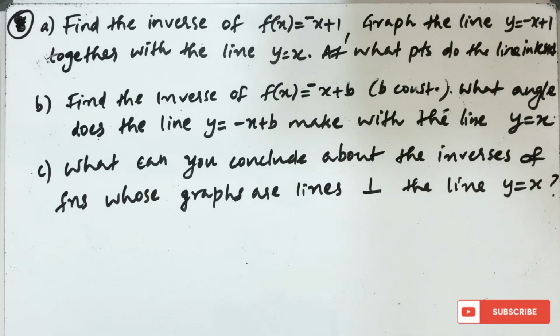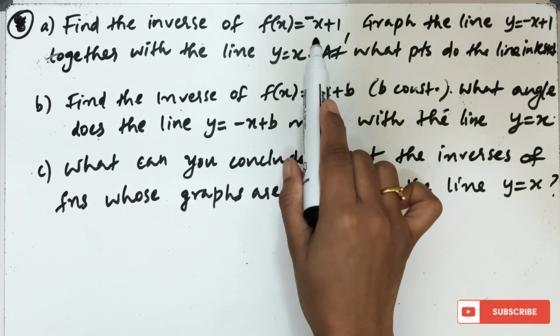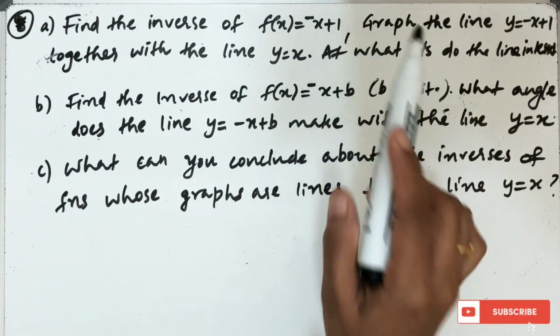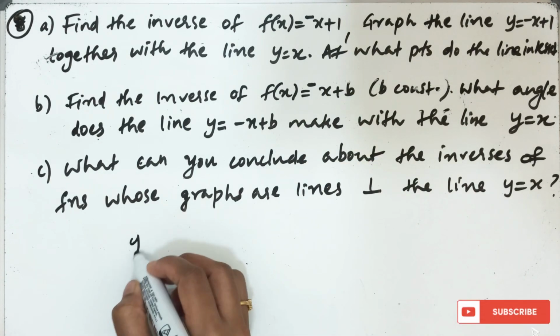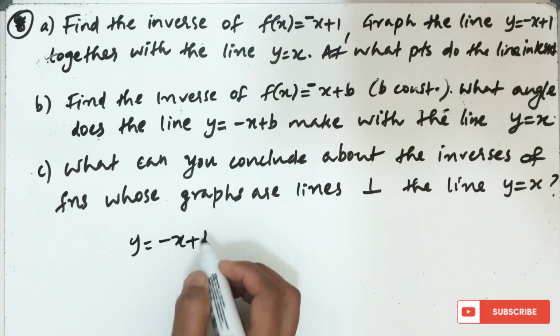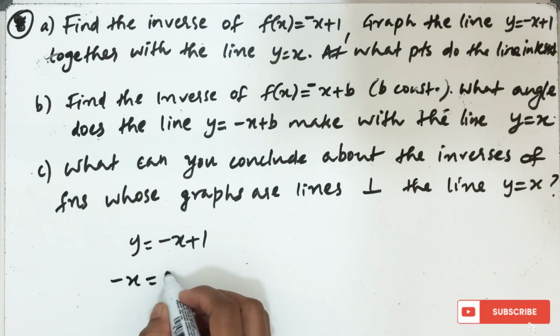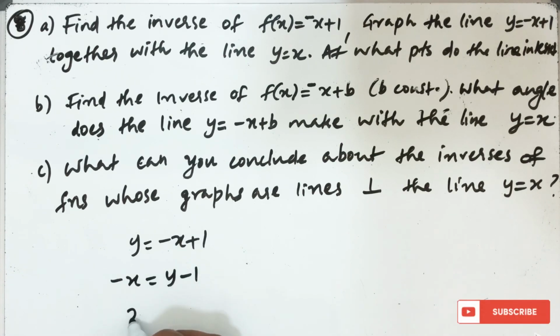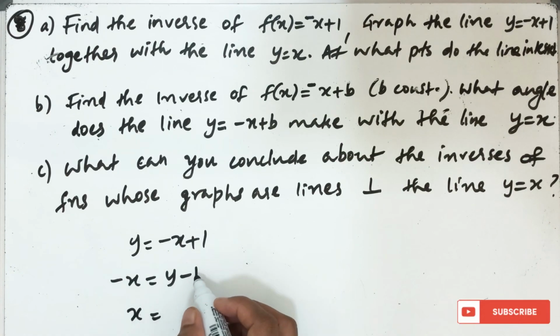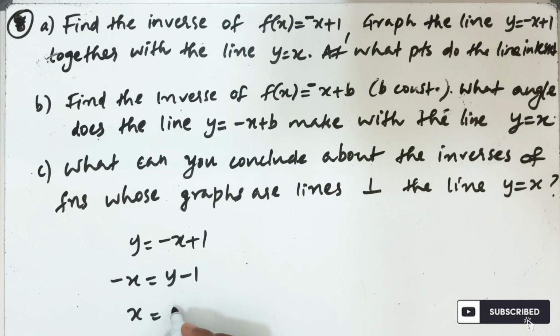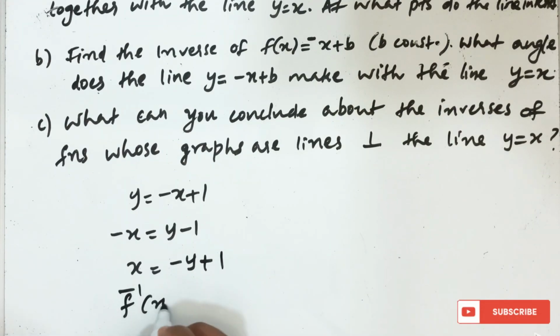Last question, A part: find the inverse of f(x) = -x + 1. We can write y = -x + 1 and express x in terms of y. So -x = y - 1, or x = -(y - 1), that is, -y + 1. So we can say f inverse of x is equal to, interchanging x and y, -x + 1.